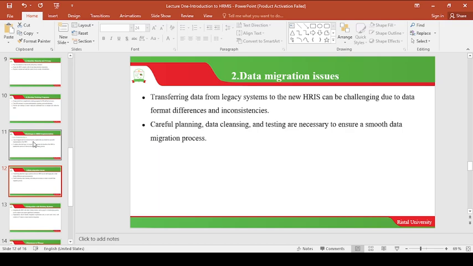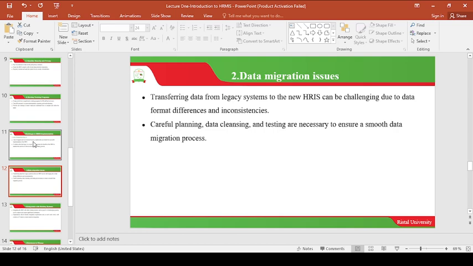Challenge number two is the data migration issues. Transferring data from legacy systems to the new HR information system can be challenging due to data format differences and inconsistency. Yes, the current system you have may be different from the one you are going to introduce. That kind of format inconsistency can lead to misinformation, or it can be challenging to the people who are transferring the data. So, what do you do to address that challenge?